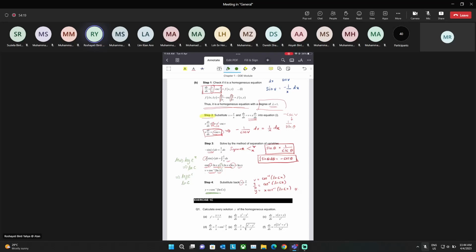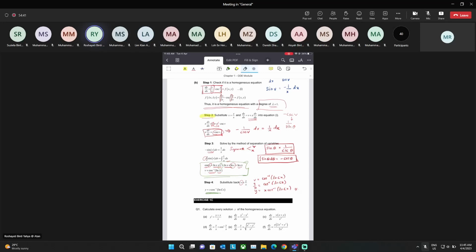Nanti terus terlekat dalam kepala you all for this part kan. Kalau guna calculator dapat tak? Saya pun tak recheck. Nanti saya takut salah. Alright? Okay, nanti saya check ni. Okay, thank you, madam.